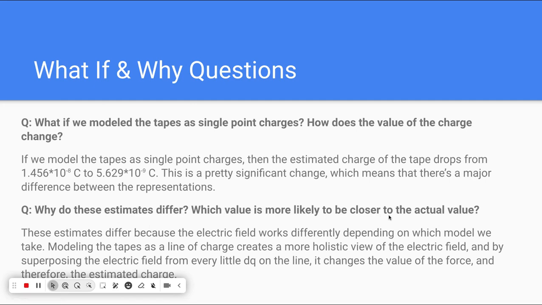Which value is more likely to be closer to the actual value? The estimates differ because the electric field works differently depending on the model we take. If we model the tapes as lines, it creates a more holistic view of the electric field and superposes the electric field created by every little dq on the line.